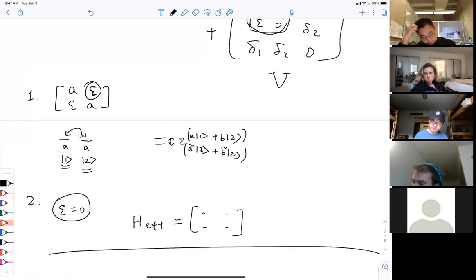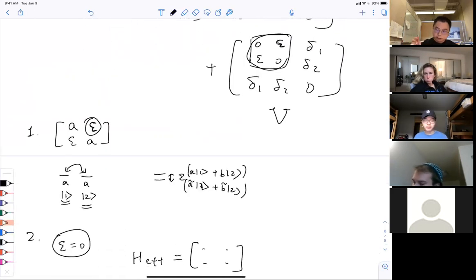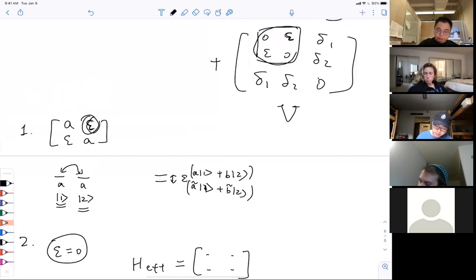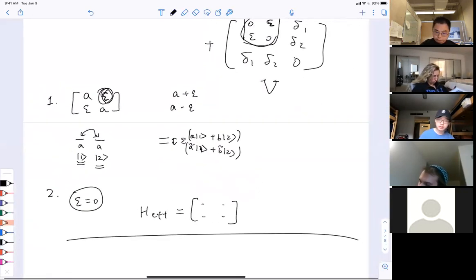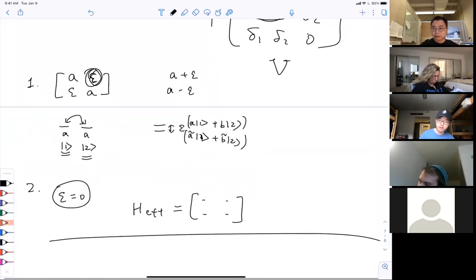For our case, I think the only chance the perturbation won't lift the degeneracy is when epsilon equals 0. If epsilon is non-zero, you always get the energies A plus epsilon and A minus epsilon, and you will have a splitting. Of course, right. But epsilon can equal 0 and still have the degeneracy be lifted. Yeah.